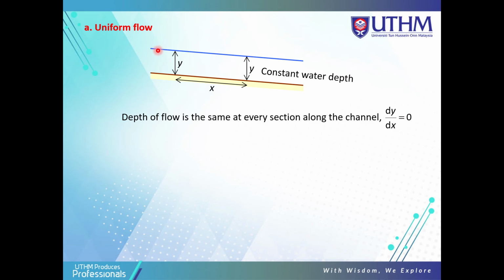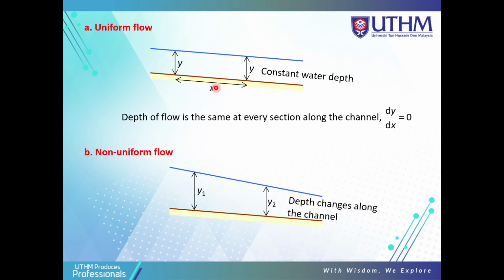So you can sketch the uniform flow here. The depth of flow is the same at every section along the channel, so dy/dx is equal to 0. But for non-uniform flow, the depth changes along the channel, from y1 to y2, so the depth is not the same. For uniform flow, the depth from y1 to y2 is the same. The depth of flow varies at different sections along the channel, so dy/dx is not equal to 0 for non-uniform flow.